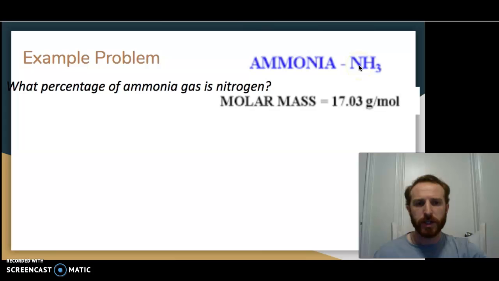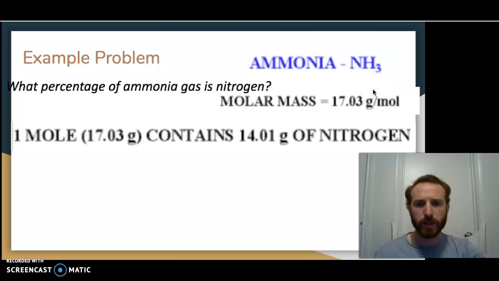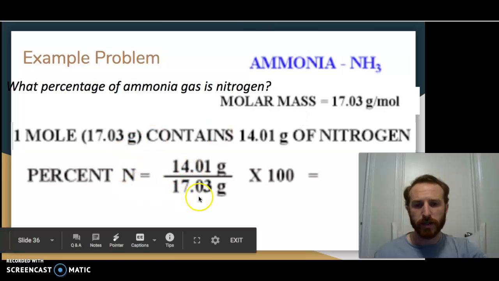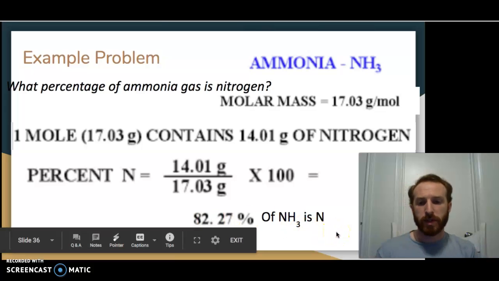If I look up nitrogen, it's about 14, and each of the hydrogens is 1.01, so 1.01 times 3 gives me 3.03, plus 14, I get 17.03 grams per mole. Then 1 mole of this contains 14.01 grams of nitrogen, which is nitrogen's molar mass. So I put one over the other, multiply by 100, and I get 82.27% of ammonia is nitrogen.